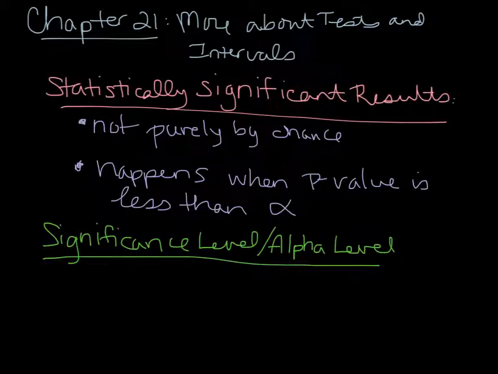So there's two names for it. I don't care what you call it. To be honest, we usually just write the symbol alpha, so it's fine if you just do that. So the alpha level is the highest p-value at which we reject a null hypothesis.